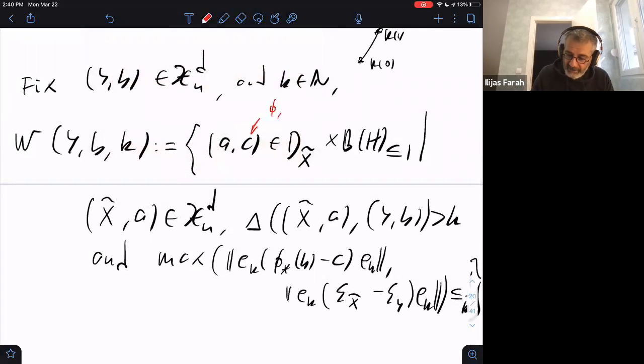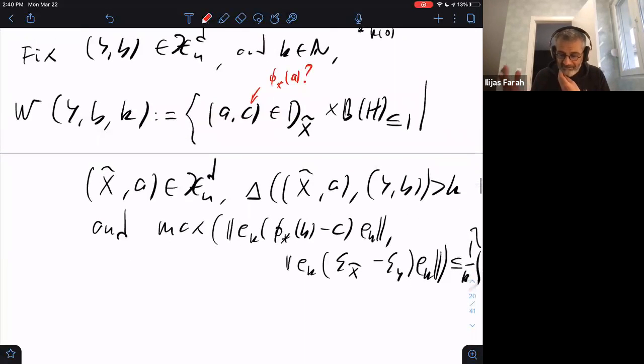So C is a candidate for phi star of A. Basically, we are testing C. We are trying to see how much it makes sense to send A there. And what is the evidence for that?